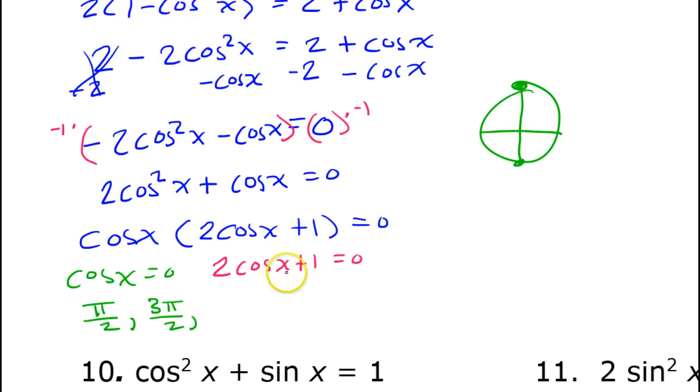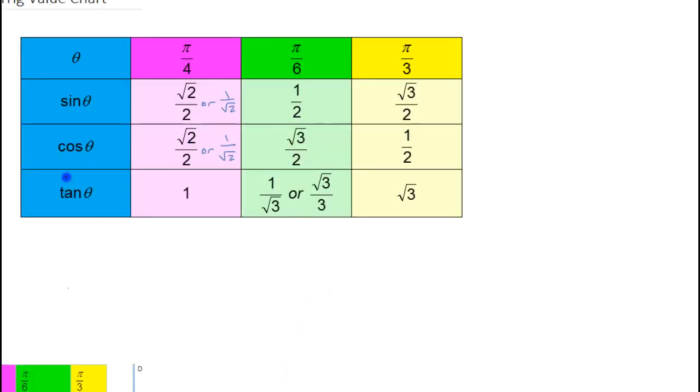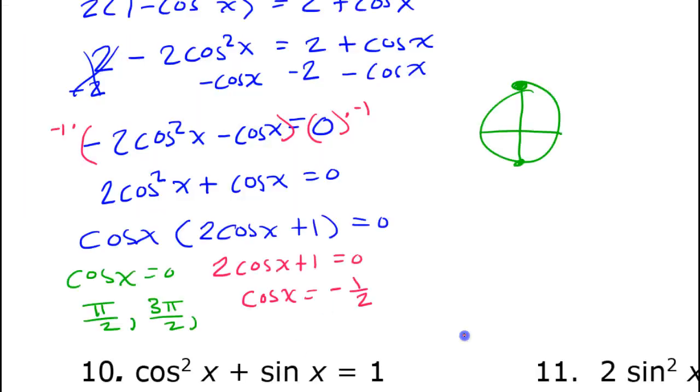Okay, now if I subtract 1 and divide by 2, that's going to give me cosine x is equal to negative 1/2. Now that is a reference angle of pi over 3. Ignoring the negative sign, I know that cosine of pi over 3 is 1/2. So the reference angle is pi over 3. So I'm thinking, right here is 3 pi over 3, and right here is 6 pi over 3.